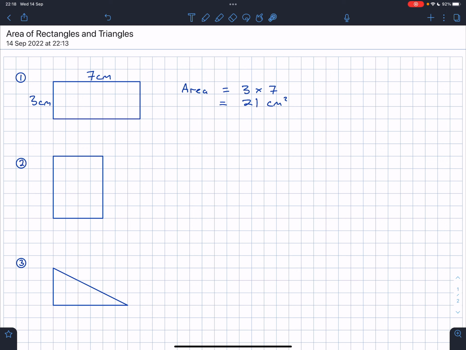So for a rectangle, to find the area, we multiply the dimensions together. Depending on the words that you learn, you could have length and width. You could have base and height. Some people go with length and breadth. So there's lots of different words that we can use for it, but it's still the 2 dimensions multiplied together.